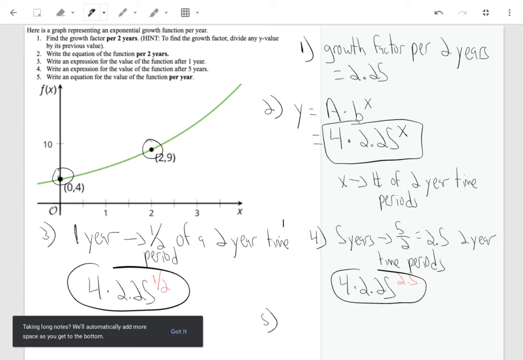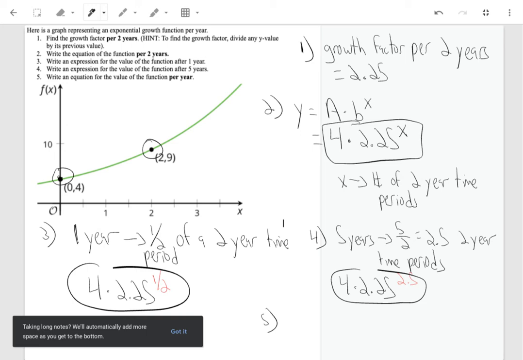Number 5, write an equation for the value of the function per year. The key is we had to convert years to 2-year time periods. Notice in number 3, for 1 year, I took that and divided it by 2. Same thing with number 4, I took 5 years and divided that by 2. So to figure out the value after a given time, I have to take the number of years and divide it by 2, since my original growth factor was per 2 years.